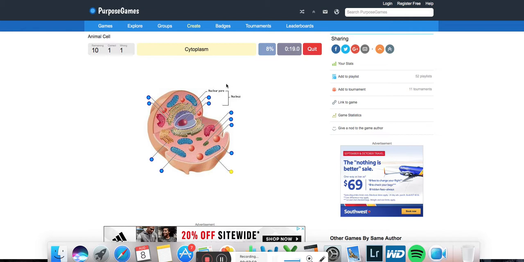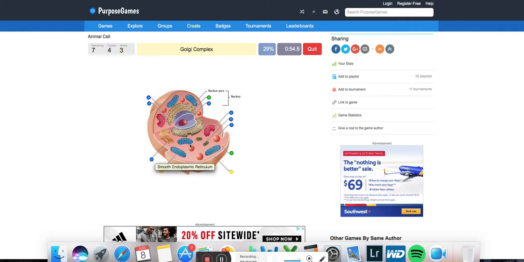Next one, we're looking for the cytoplasm. That'd be this in here, right? All this. That's correct. The mitochondria. Here? Nope. There we go. Now the nucleolus. Here? Good job.